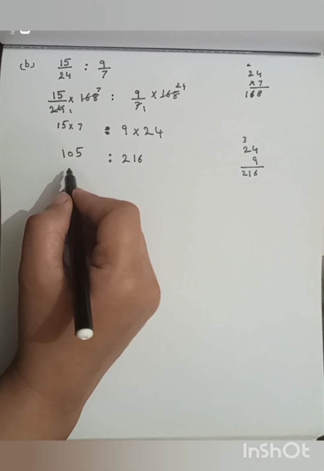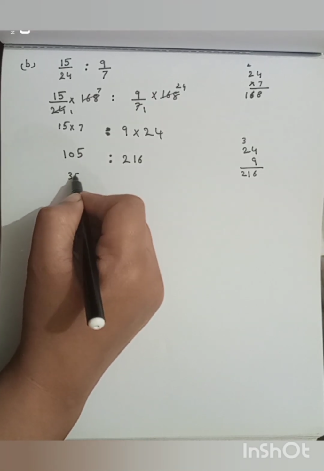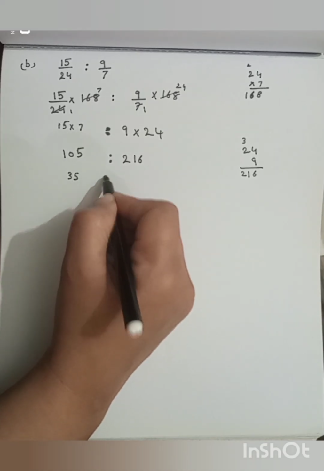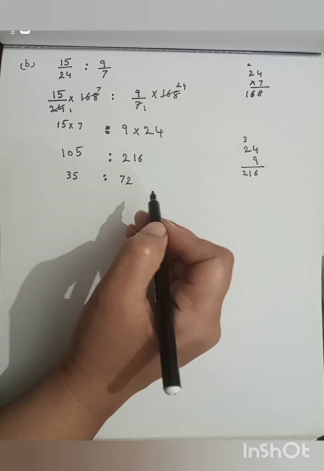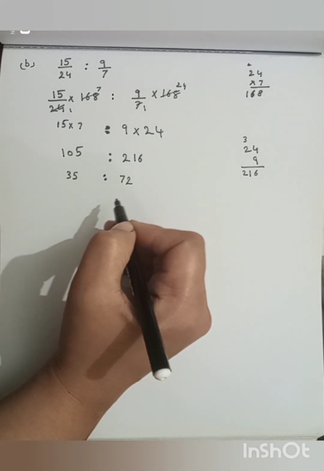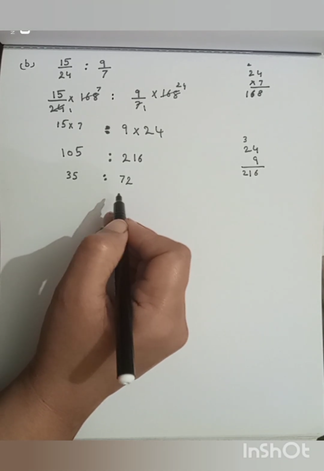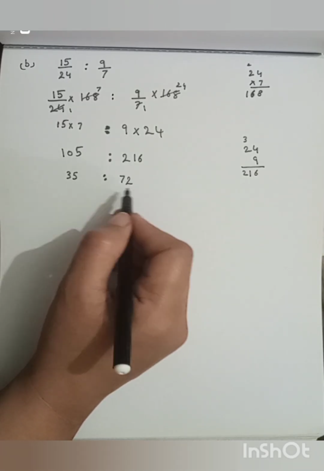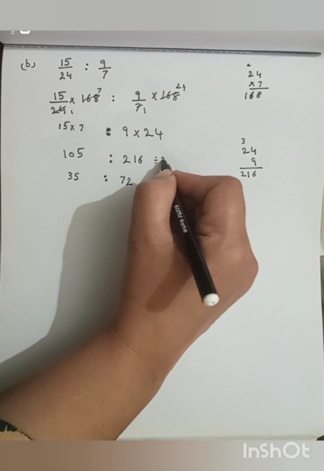Now by dividing by 3, here we will get 3 3s are 9, 3 5s are 15. Here we have 3 sevens are 21 and 3 twos are 6. Now we will get 35 ratio 72, and these numbers are no more divisible on any same number. Got it, students?